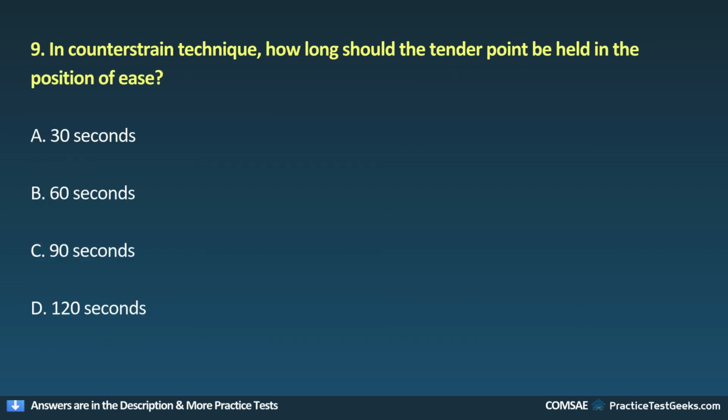9. In counterstrain technique, how long should the tender point be held in the position of ease? A. 30 seconds. B. 60 seconds. C. 90 seconds. D. 120 seconds.